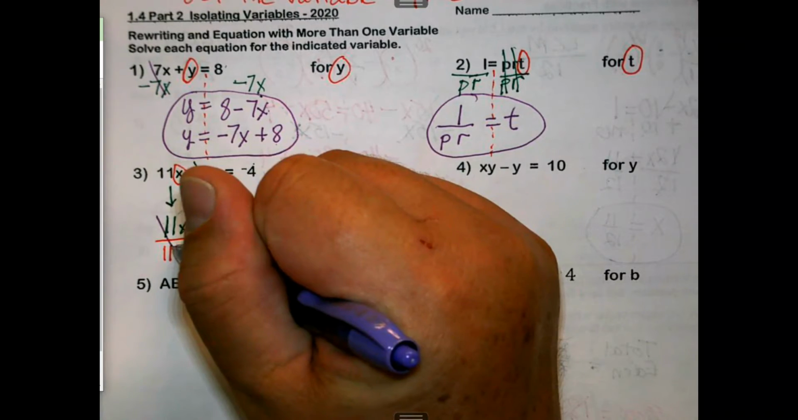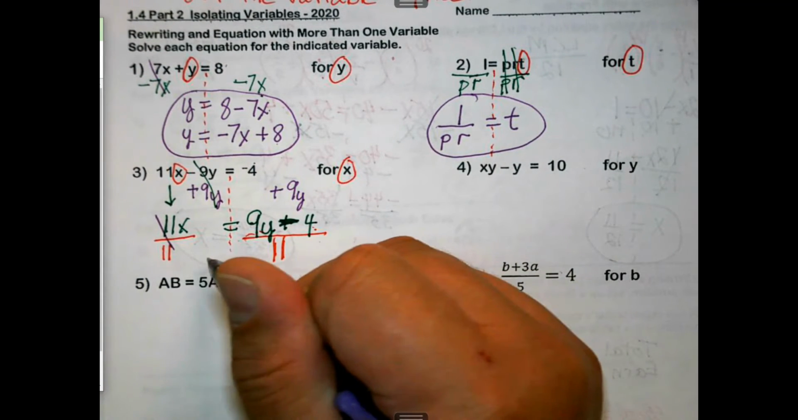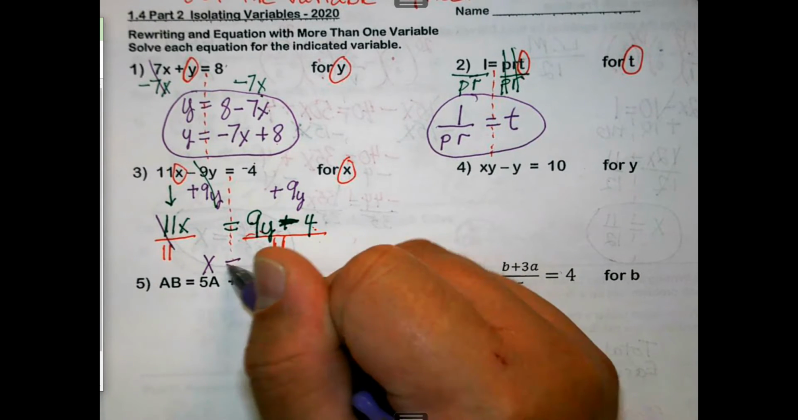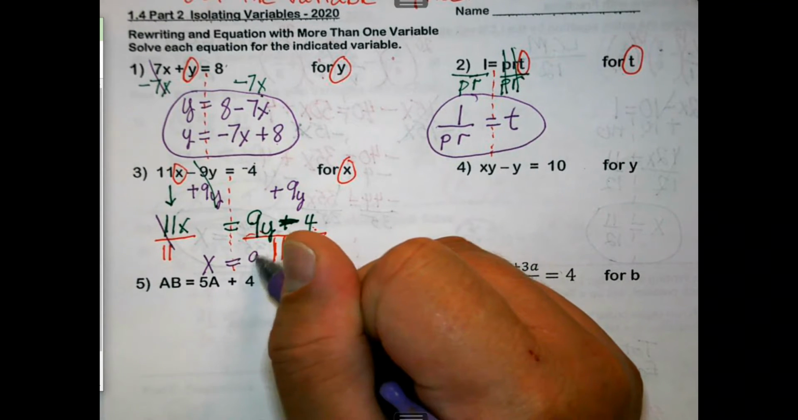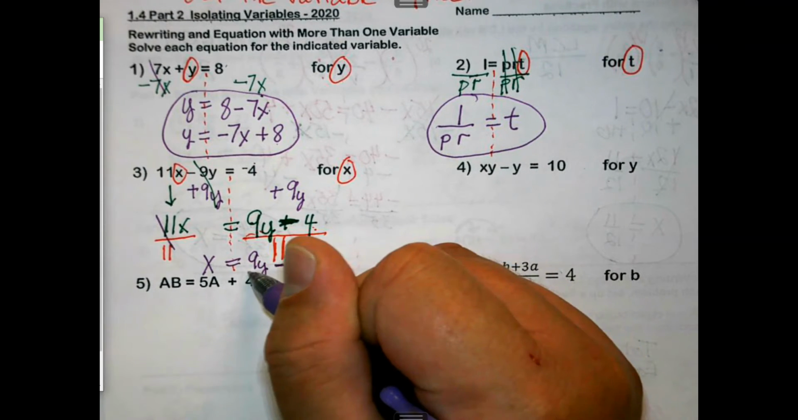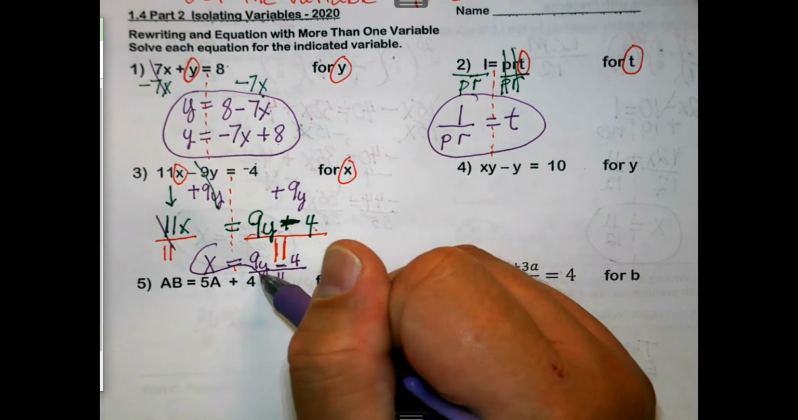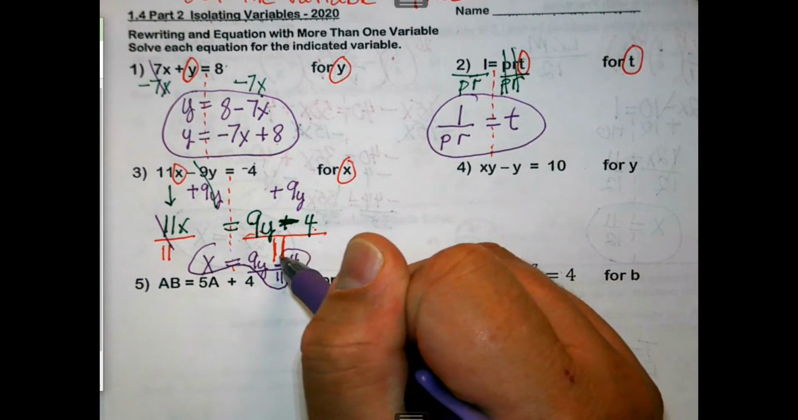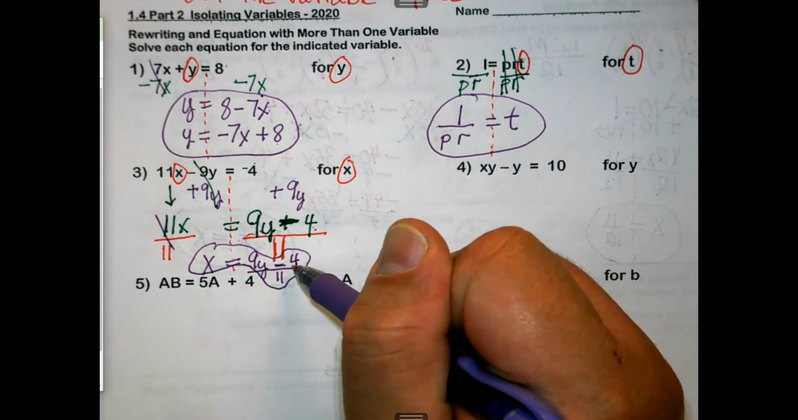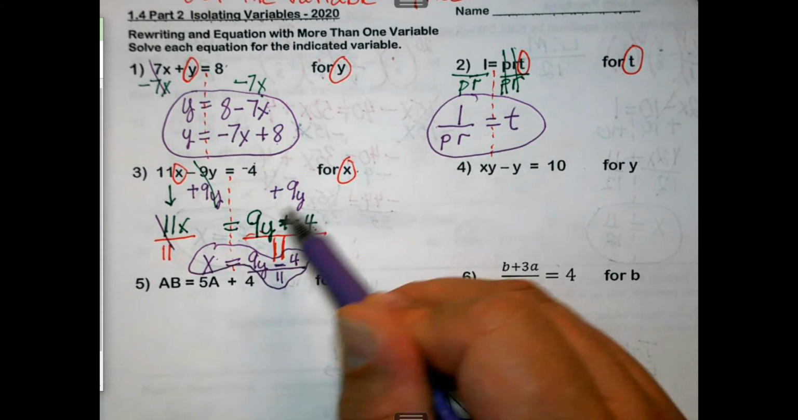So my 11s cancel. And I'm left with x equals this whole thing, 9y minus 4, all divided by 11. I really don't care what this right side of the equation is or what it looks like, as long as I have that x isolated.